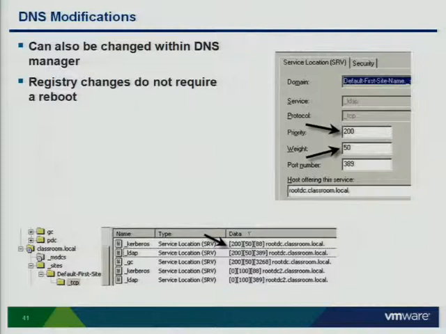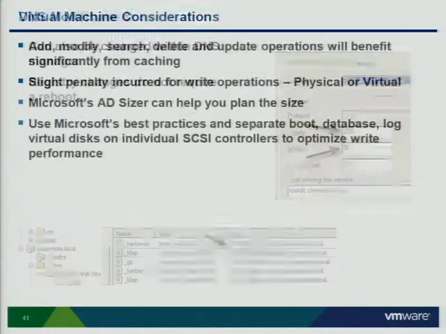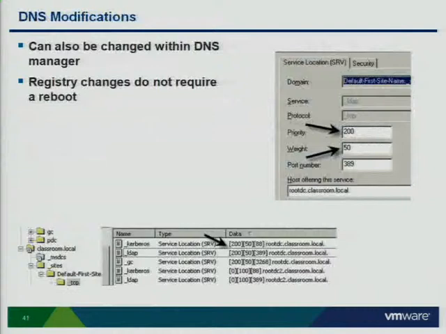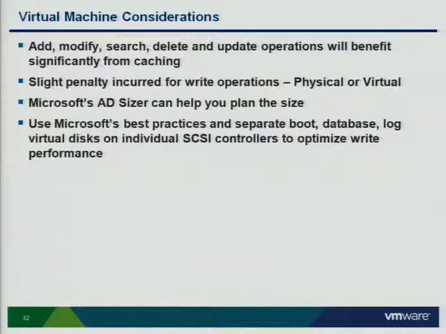And this is immediate. You don't have to restart DNS. I would suggest you flush the cache, but you don't even really have to do that because DNS is going to pick up on this anyway, but it's an immediate change once you put it in there. Or you can actually, as you can see down here, there's a DNS record showing the change in there as well. You could do it through registry settings too if you didn't want to do it through the GUI. A couple of other additional virtual machine considerations as we go through this configuration: adding, modifying, searching, and update operations can benefit significantly from memory caching.